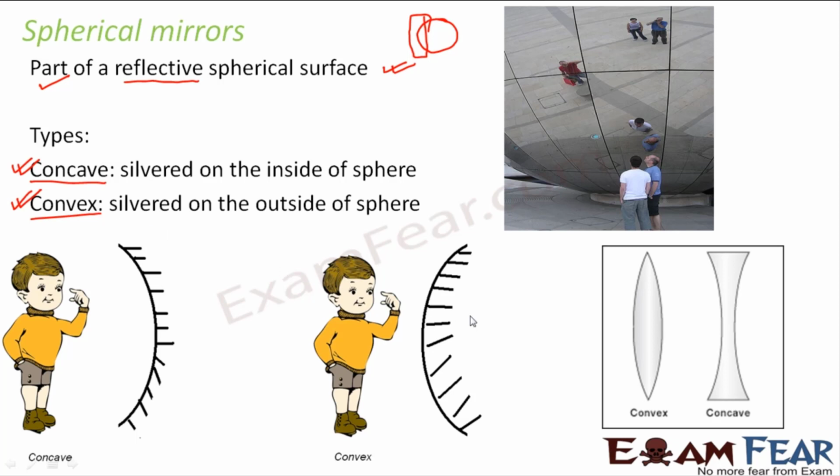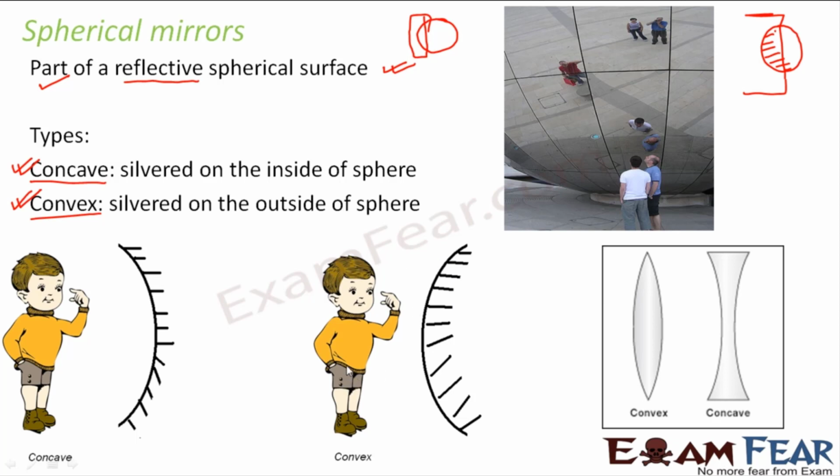Similarly, when we talk about a convex mirror, it is silvered on the outside of the sphere, right? If this is a part of a sphere, then the outside portion of the sphere is silvered in the case of a convex mirror. That means the inside is not silvered. If you look at the diagram which I have here, it is similar to that. The outside portion is silvered, so the object or the person is standing on this side.